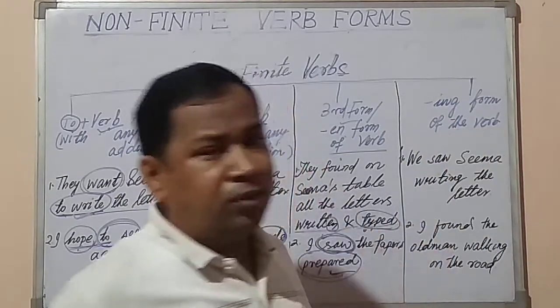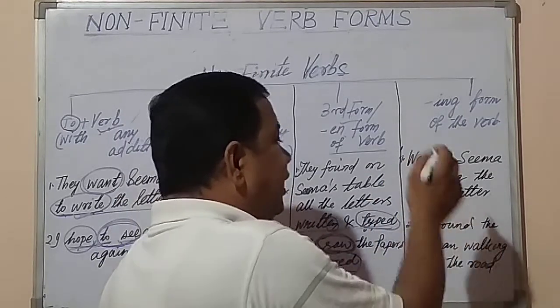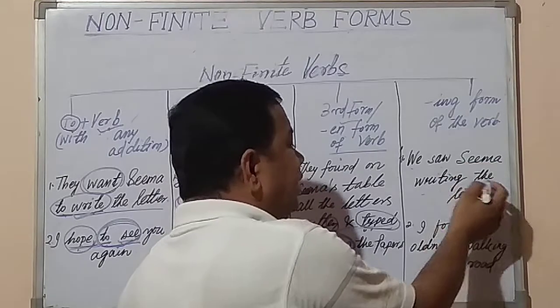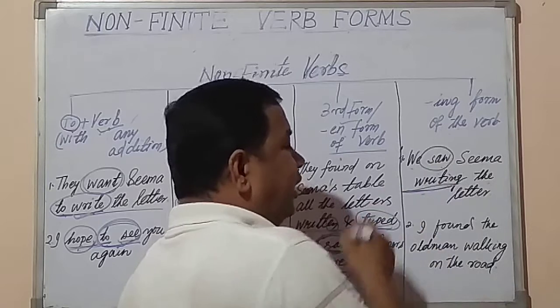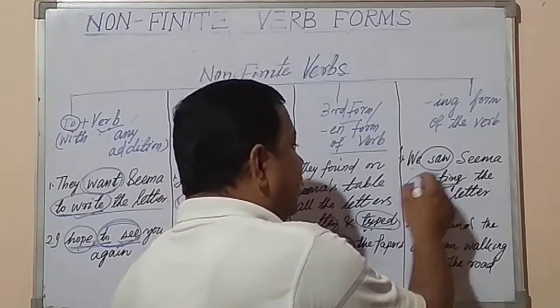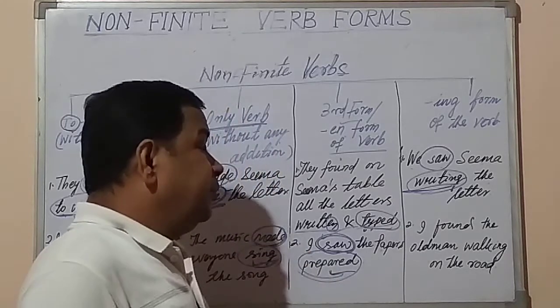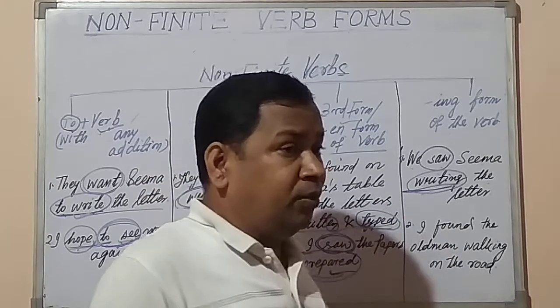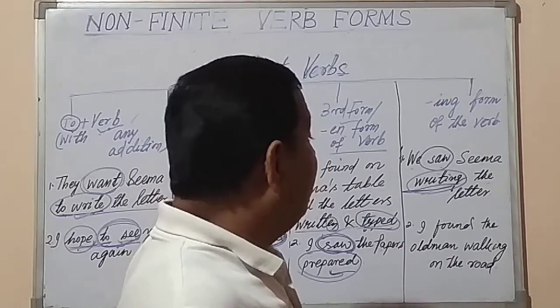And the last type of non-finite verb, you see, is the ing form of the verb. What is the ing form of the verb? It means your ing form. So what is it? We saw Sima writing the letter. Here it is writing. You see here, saw is your finite verb, whereas writing is the non-finite verb. And you see it is the ing form. So it is one type of non-finite form of verb also.